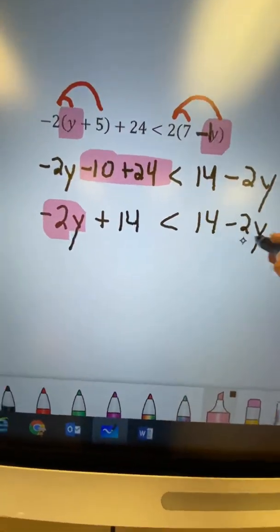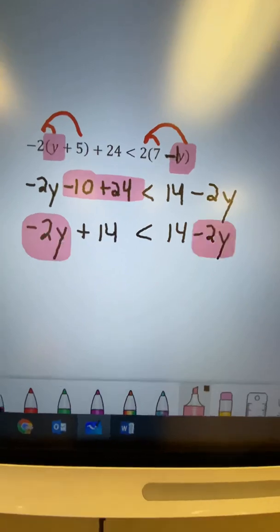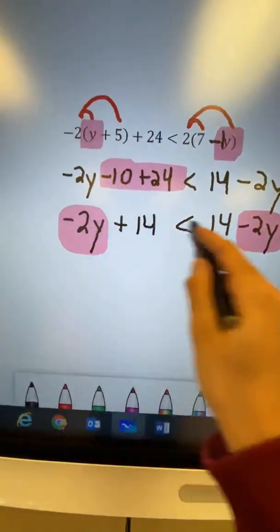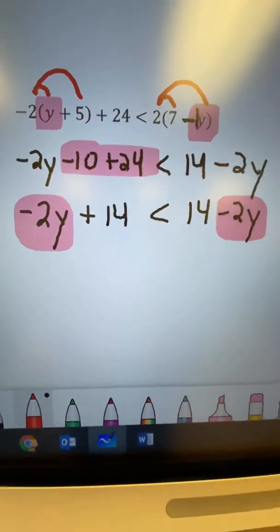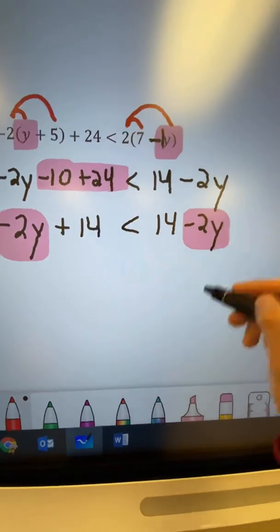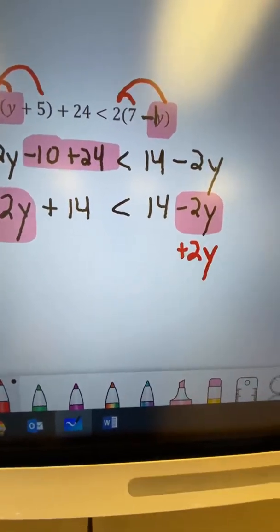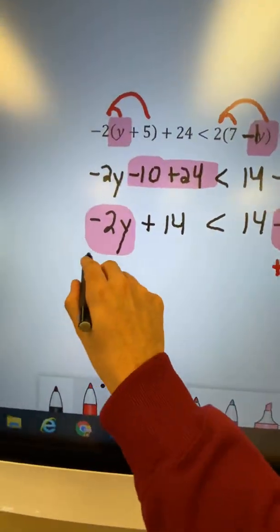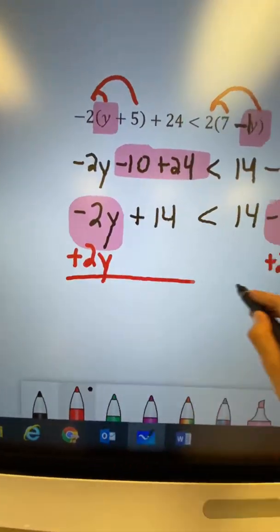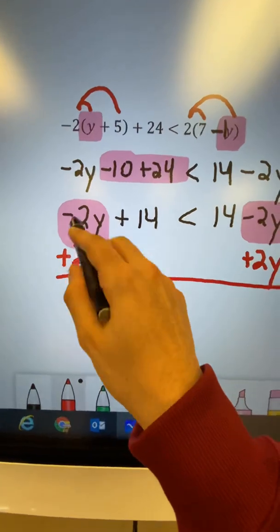And I usually recommend starting with the variable that has the lower value, but you can see they both have the exact same value, so it doesn't matter which one you want to make a zero pair with. So I'll just make a zero pair with this one. Opposite of negative 2y is positive 2y. What I do to one side, I've got to do the same thing to the other side, positive 2y. And you can see it just happens to make a zero pair in this case.